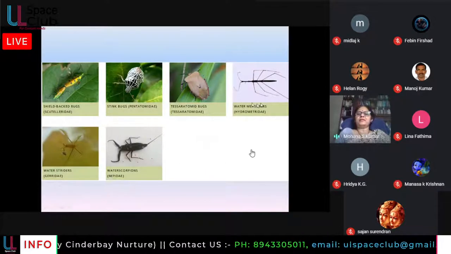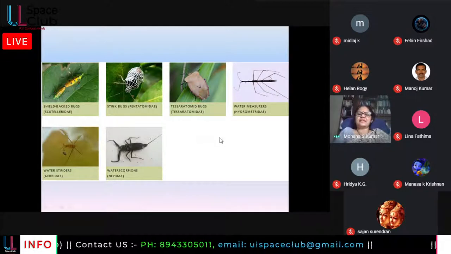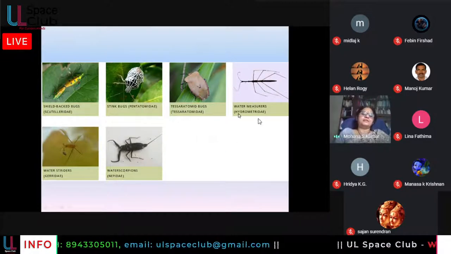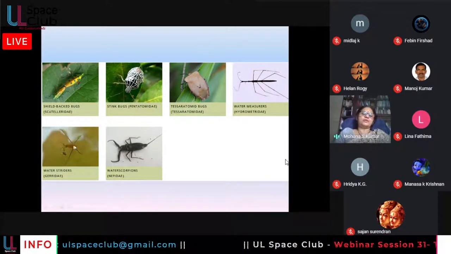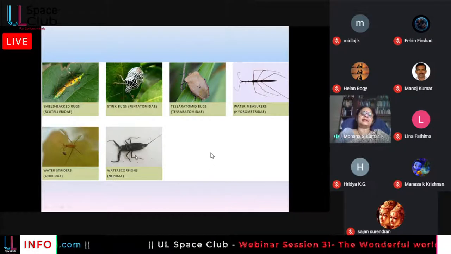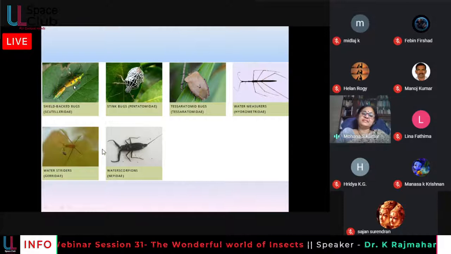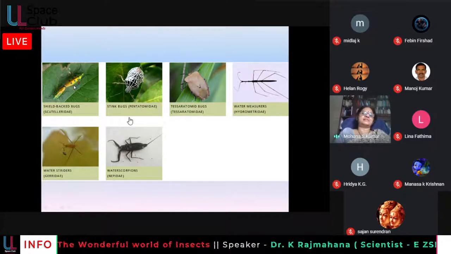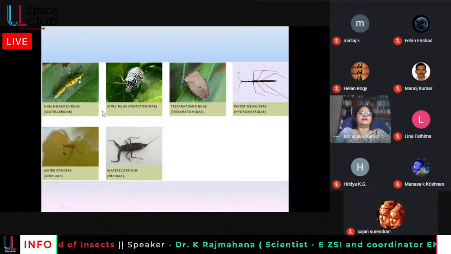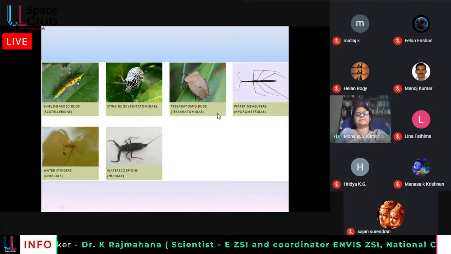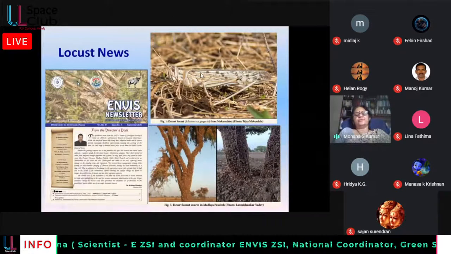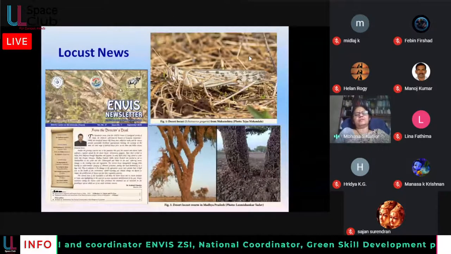In the water, you will have seen this slender looking bug. This one also, these are all water dwelling aquatic insects. This also you will find very beautiful, just like the jewel bug we discussed already, very beautiful seeing on the leaves. So we are not going into detail on the locust.